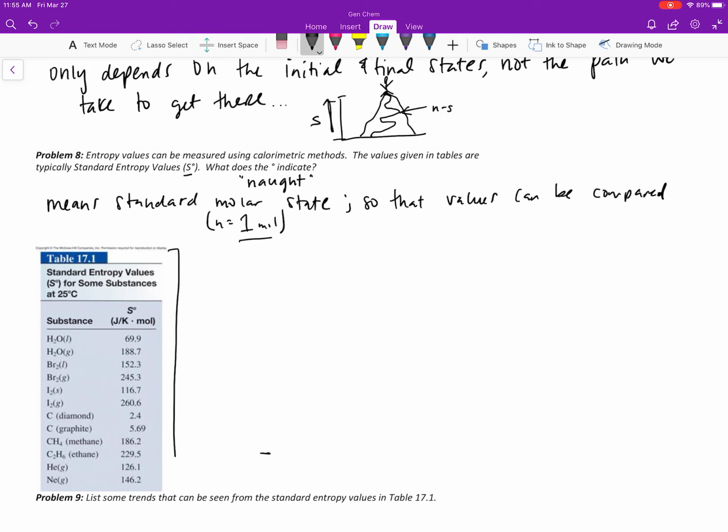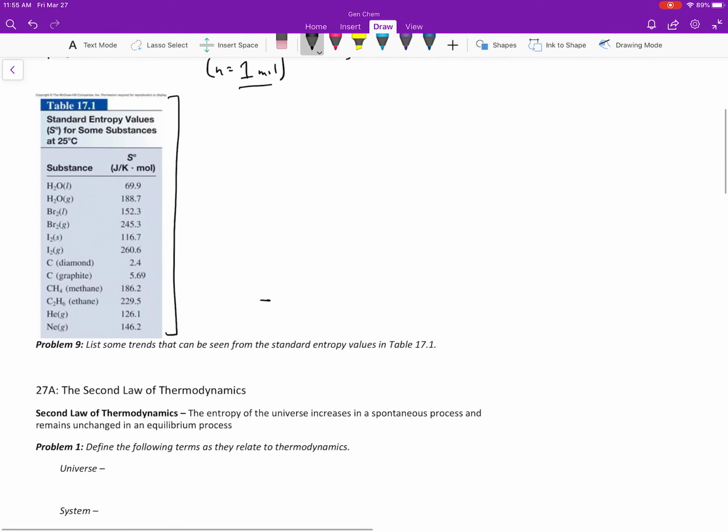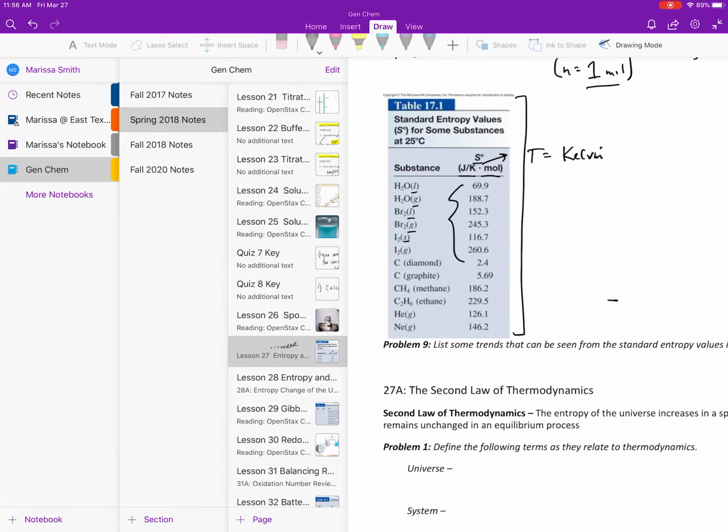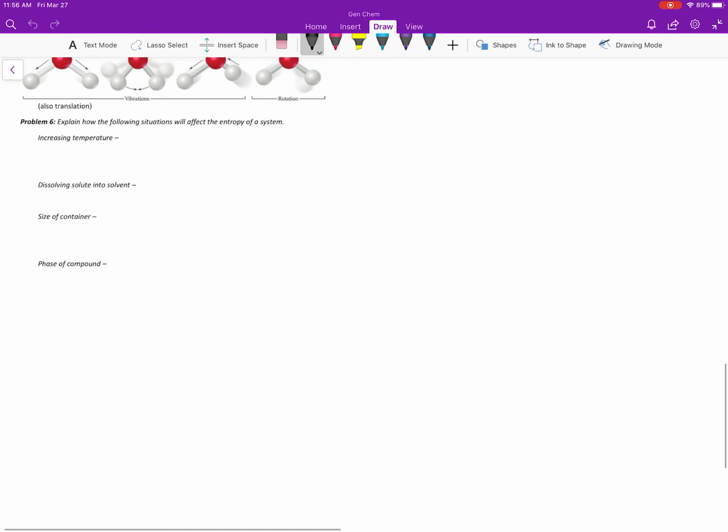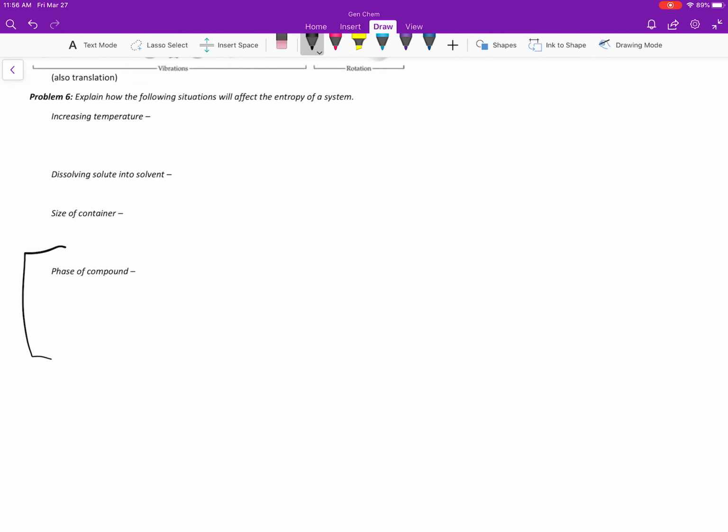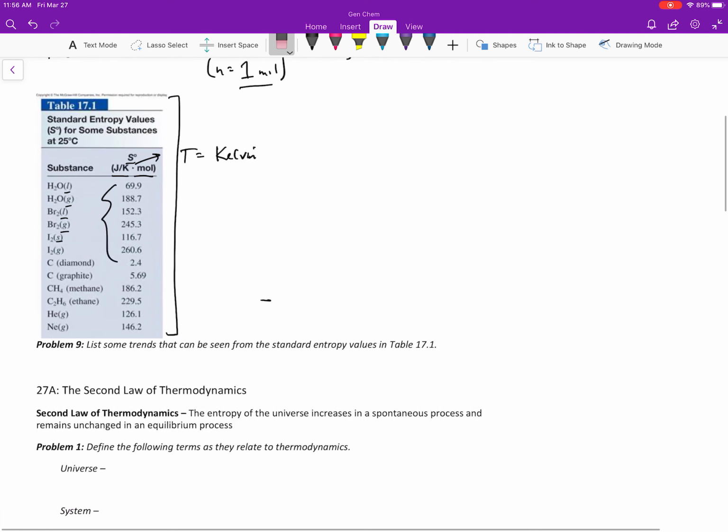And so these are an example of our entropy values here. There are a couple of important things. We have standard molar state, joules per Kelvin times mole. So all temperatures must be in Kelvin if it's this particular unit. And then if you look over here, we have liquids, gas, and solids. And the entropy values are going to differ based on the physical state. If you think back to the very end of lesson 26, we said that the phase of the compound had an impact on the entropy of the system. So it shouldn't be a surprise.